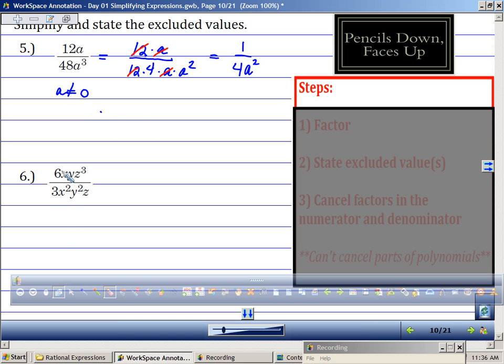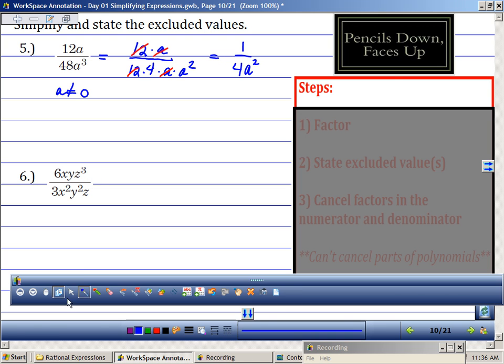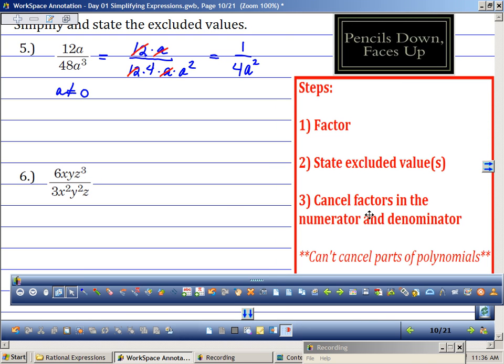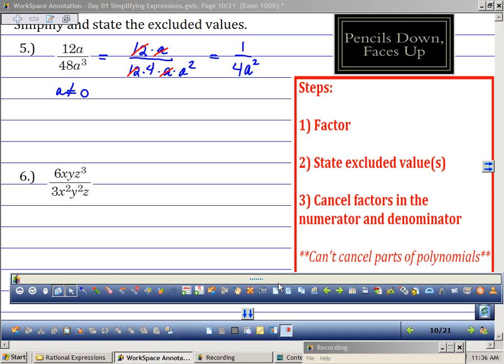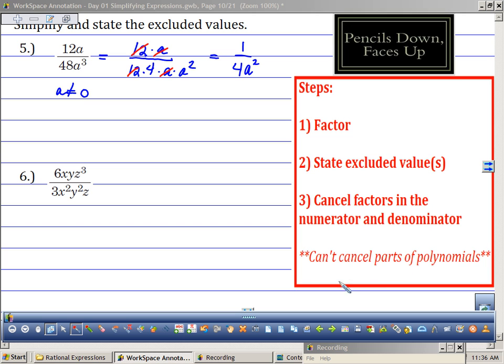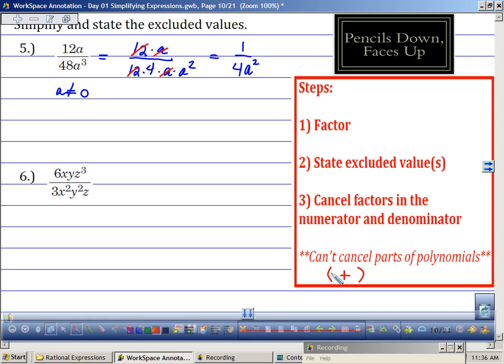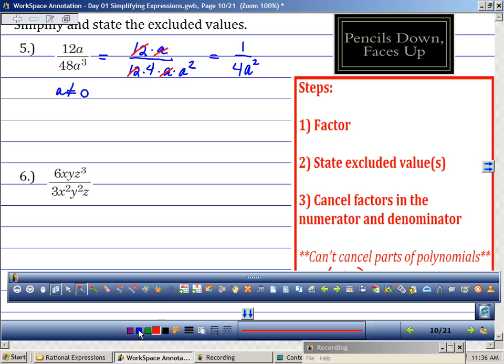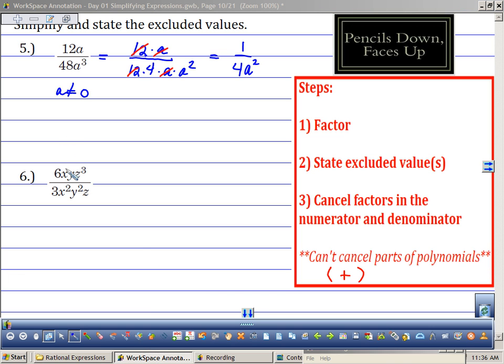Okay, I'm going to do one more. I've got 6xyz cubed. Here's our steps. We factored, we stated our excluded values, we cancel factors in the numerator and denominator. You can't cancel parts of polynomials. Parts of polynomials are those mystery numbers, right? If it's in parentheses like that, you can't cancel stuff like that. Okay? All right, so let's do it. And then I'm going to have you guys write it down.